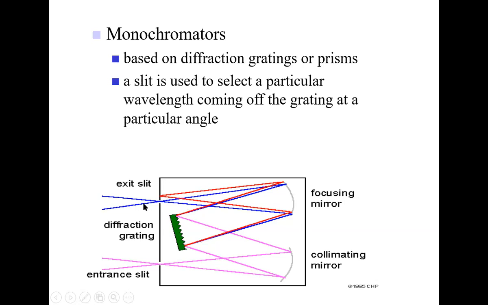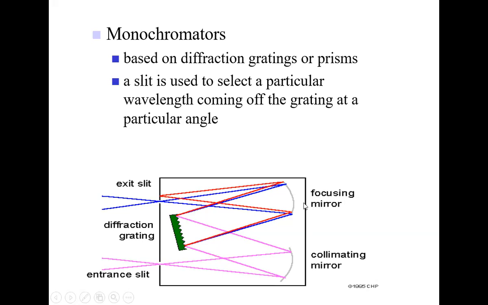So you have this exit slit, which is like a selector of the wavelength that is chosen because of this series of mirrors. We have a collimating mirror, and then the collimating mirror reflects light onto the diffraction grating. And then the diffraction grating, depending on the angle, is going to reflect the light onto the focusing mirror.